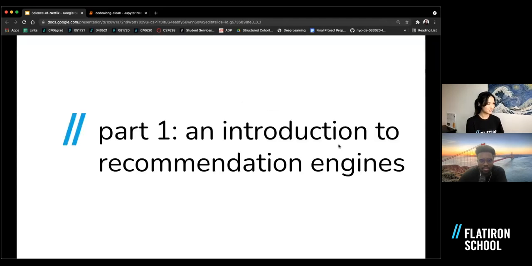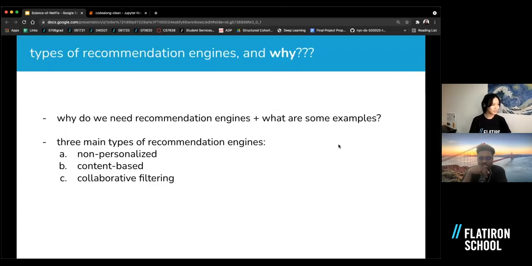All right, so part 1, an introduction to recommendation engines. There are many different kinds of recommendations, but we've mainly broken it down into 3 main kinds. But before that, let's think about why we need recommendations and what some examples are. There are some very obvious ones, like Netflix, which is a recommendation engine. Spotify has a pretty great one as well. Pretty much anything where you're consuming content.